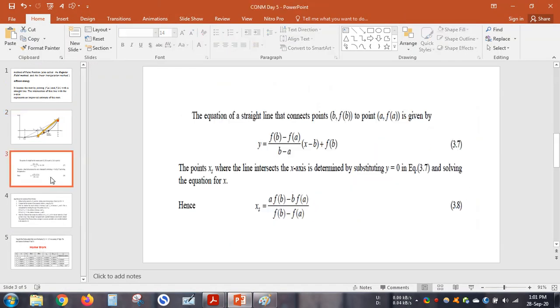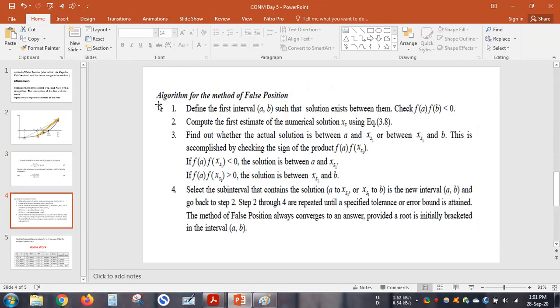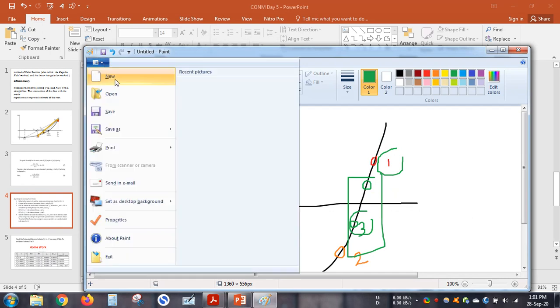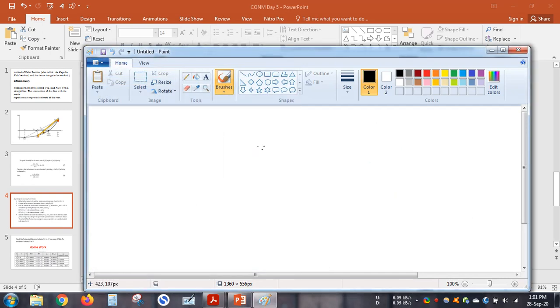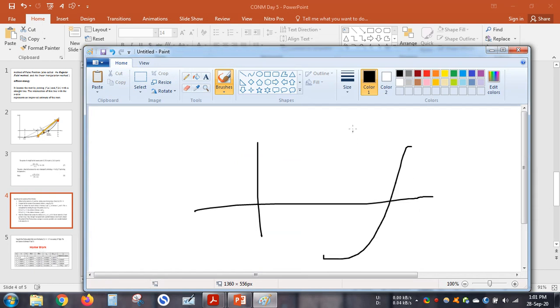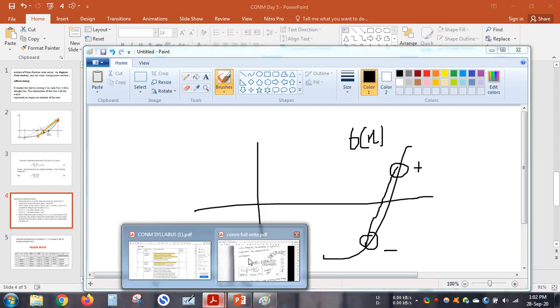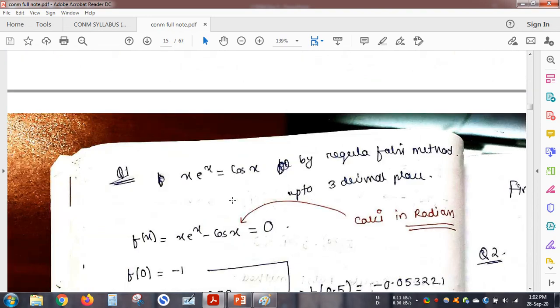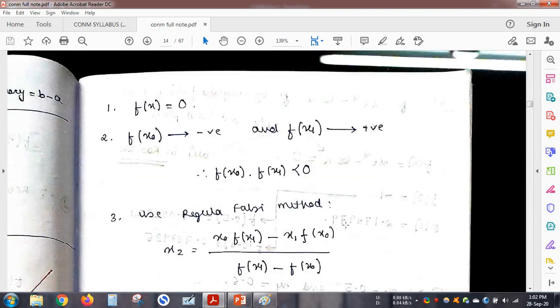So this is the algorithm. I'm telling you once more, it's a very simple way. All you have to do is that you will be given a function f of x. You will find the first two initial points by using the trial and error method. One of them will be positive, one of them will be negative. Then you will find the equation of the straight line and put y equals 0, or you can directly use this formula. It is the direct formula.